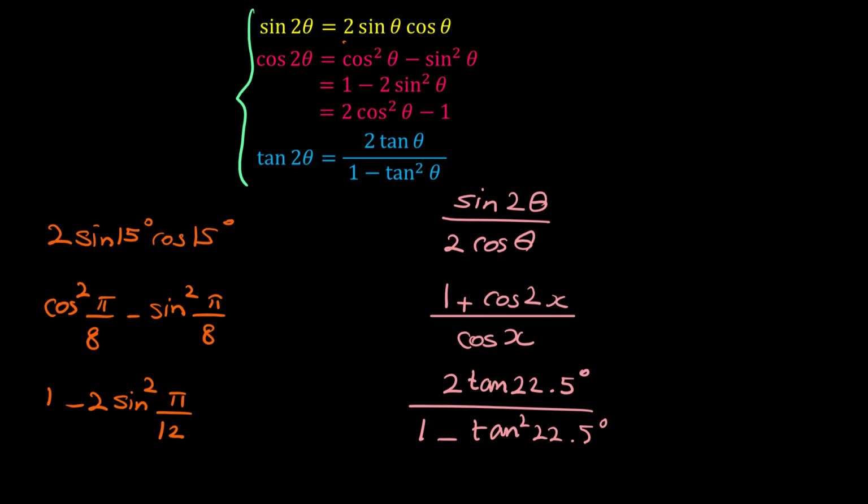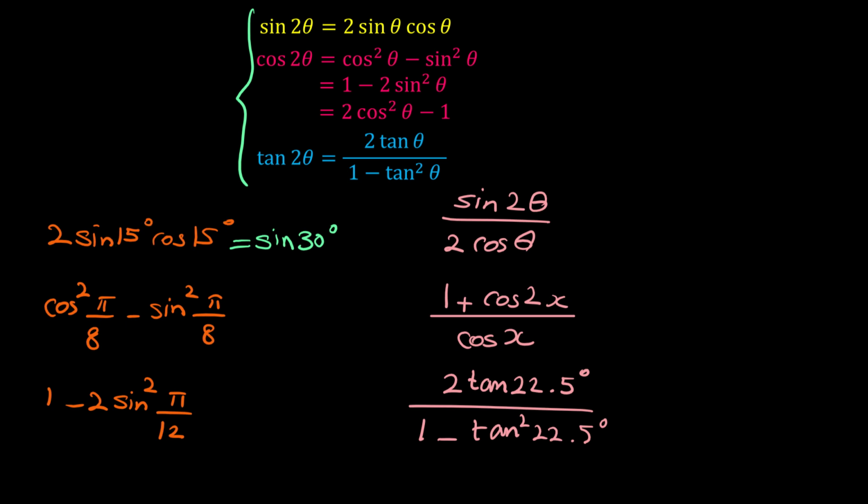Pay attention again. 2 sine theta cosine theta is equal to sine of 2 theta. Whatever the angle is here, on the other side we have double of that angle. If here is theta, the other side is 2 theta. So based on this identity, 2 sine of 15 degrees cosine of 15 degrees is equal to sine of double of these angles. Double of 15, 2 times 15, is 30 degrees.